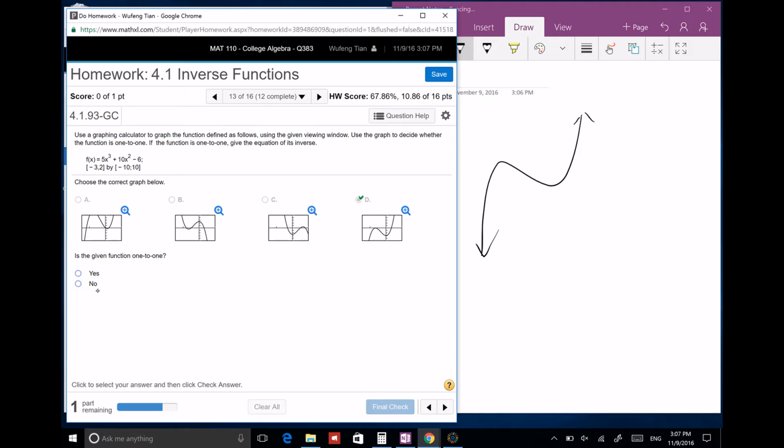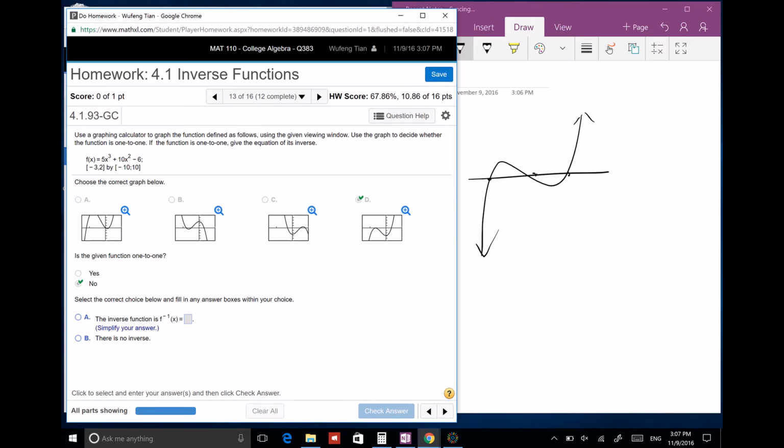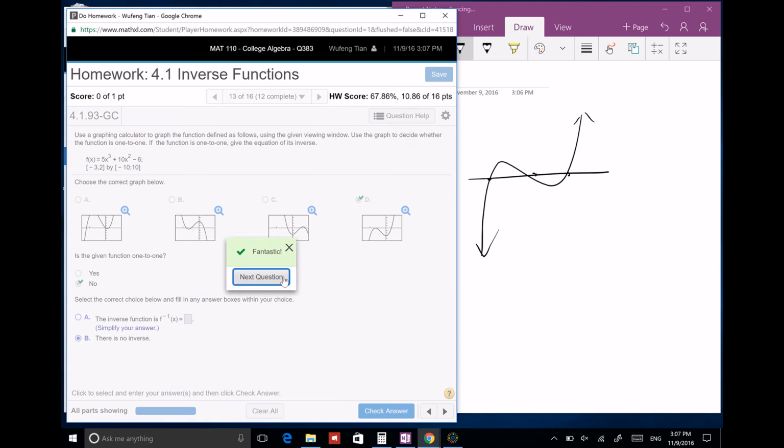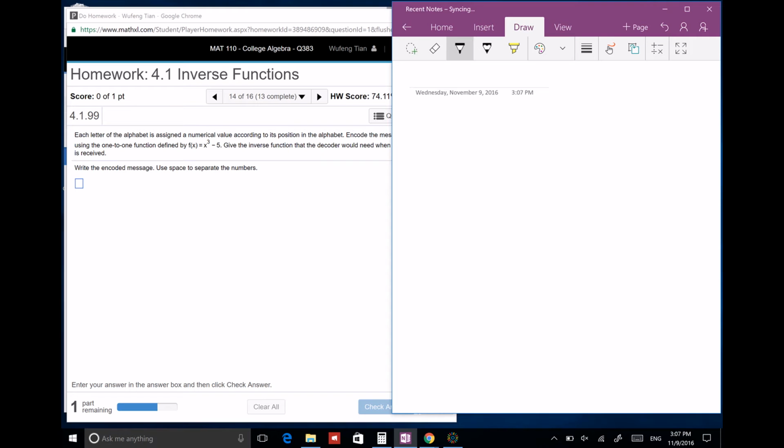Okay, is the function one-to-one? No, it's not one-to-one, because at the bottom you can see that it's 1, 2, 3, several values. So there's no inverse, because if it is not one-to-one, it does not have an inverse. Alright, so next one.